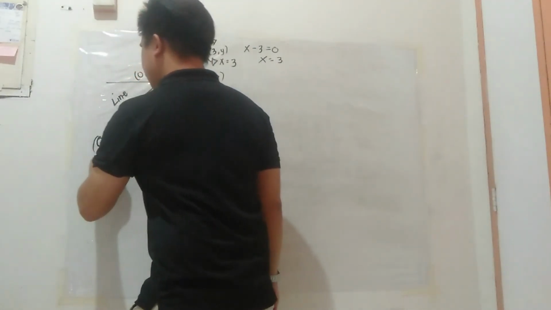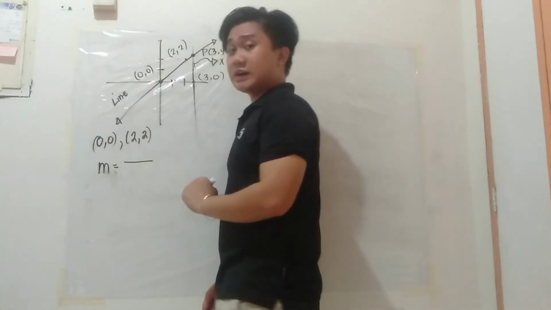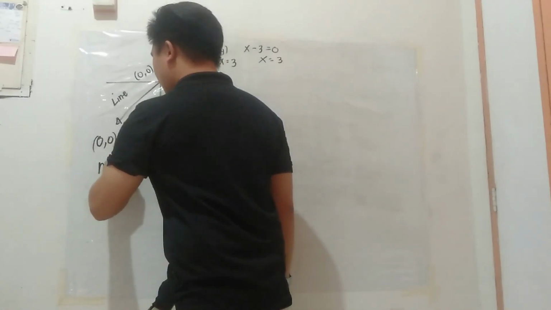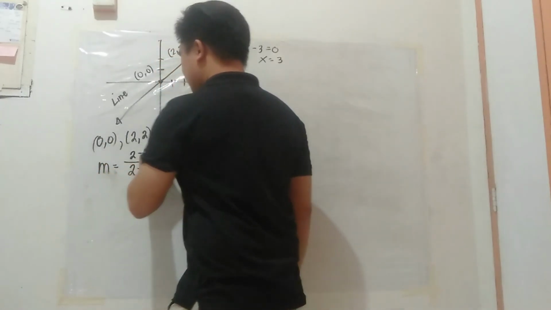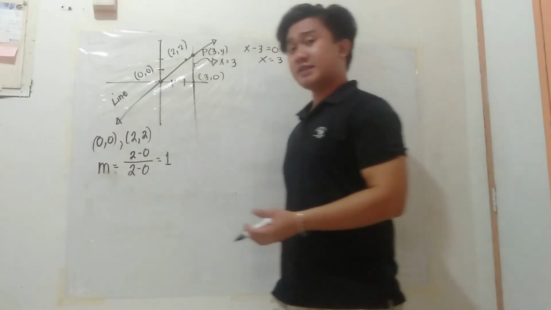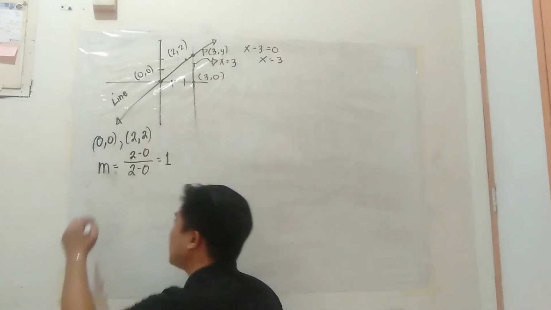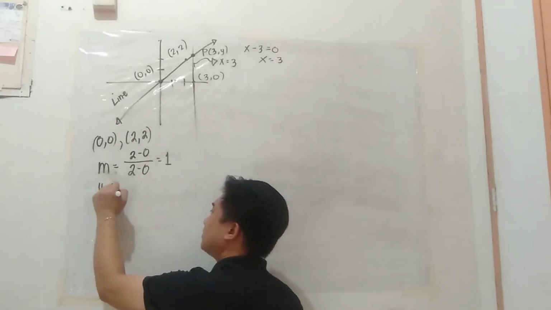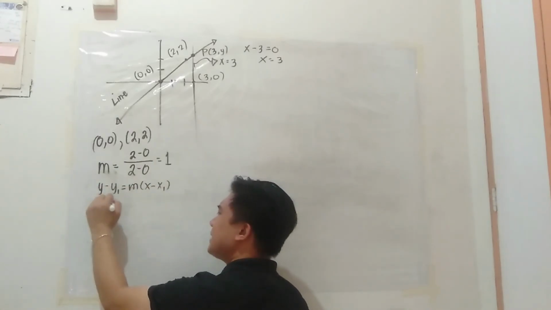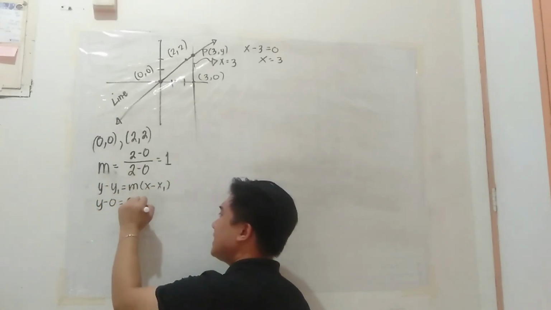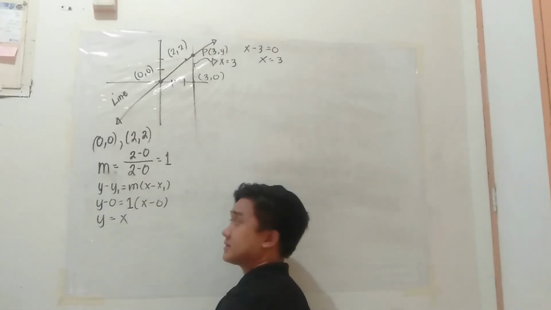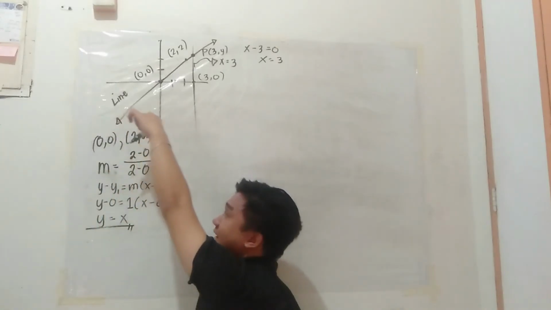So, m is equal to y2 minus y1 all over x2 minus x1. So, that is 2 minus 0 all over 2 minus 0. That is equal to 1. And then, gamitin mo lang yung point-slope form. Di ba yun ay y minus y sub 1 equals m times x minus x sub 1. So, that is y minus 0 equals 1 times x minus 0, or simply y is equal to x. Meron na tayong equation ng linya na yan.